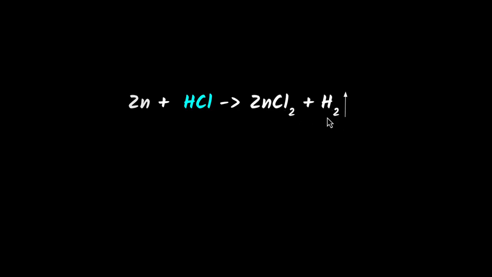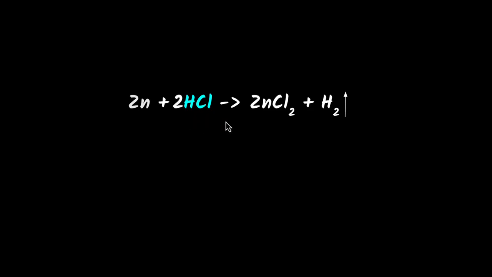What does it mean? So what happens when zinc reacts with hydrochloric acid? Well, since zinc is more reactive than hydrogen, it kicks it out and forms zinc chloride. And so the hydrogen comes out. And so the bubbles that you saw were actually the hydrogen that was coming out. Now this reaction is not balanced. So to balance it, we just have to put 2 over here, and there we go.